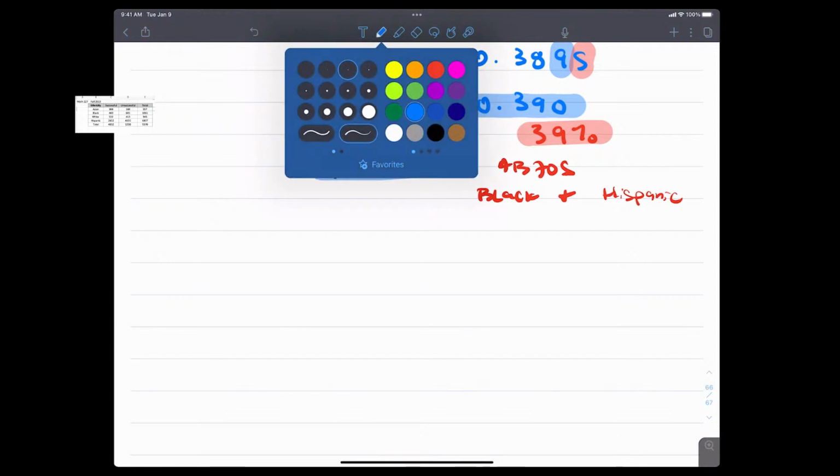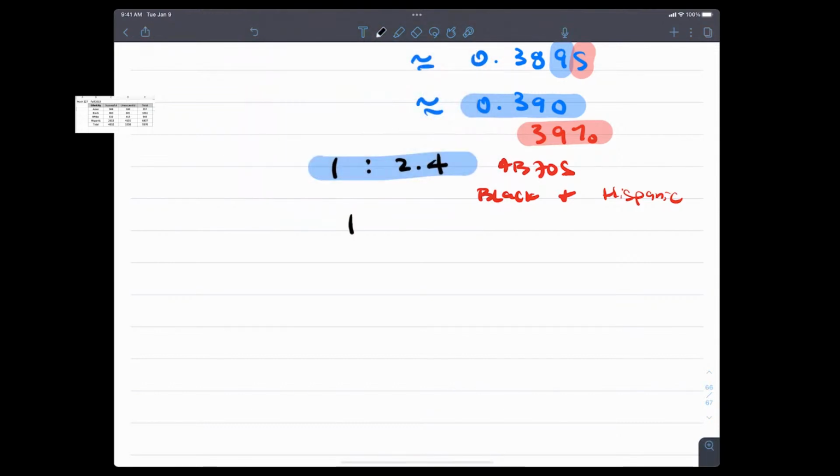For the Titanic, for 1 to 2 point what? 1. This is the survivors to non-survivors on the Titanic.